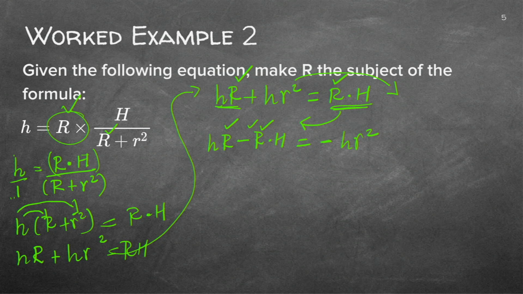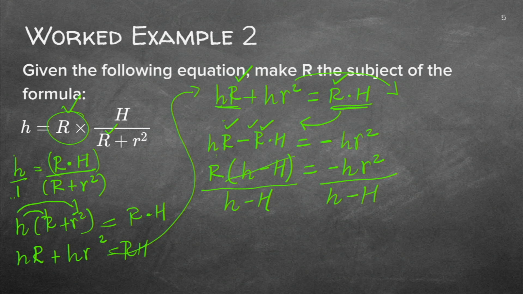R is actually a common factor now because it appears on both sides. So if I take out capital R as a common factor, I am left with small h minus capital H. And I equate this to minus h r squared, so small r squared. Now since I have one R out, I can simply divide both sides by small h minus capital H. I do whatever I do on my left, I must do on my right hand side.